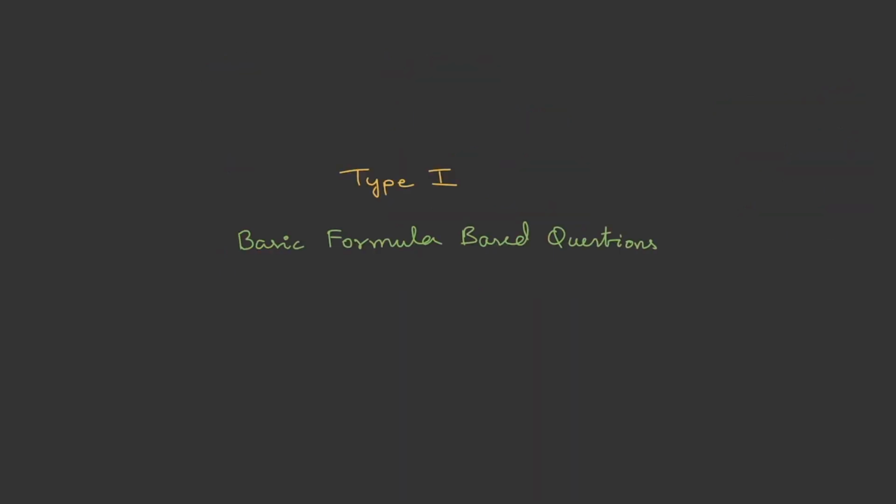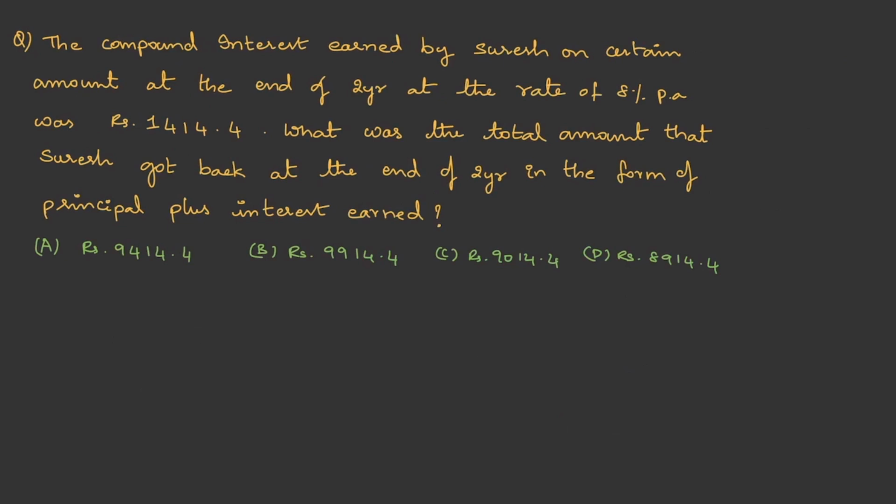Alright, now let's get into the type 1, that is basic formula based question. The compound interest earned by Suresh on certain amount at the end of 2 years at the rate of 8% per annum was rupees 1414.4. What was the total amount that Suresh got back at the end of 2 years in the form of principal plus interest? So here in this question, they are basically asking us to calculate the amount. Okay, let's do this. First, let me write the given data.